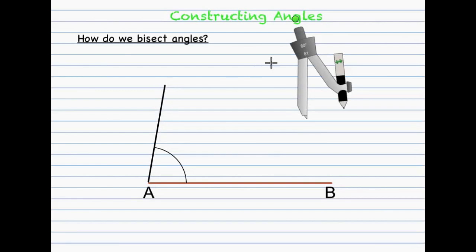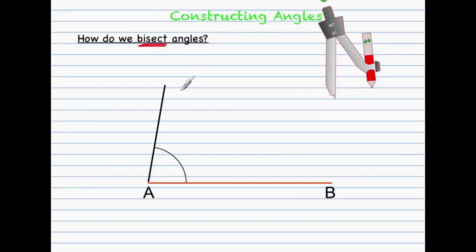Before we get to the other constructions, let me first explain what it means to bisect an angle. Now this word bisect just means to cut something in half, alright? So if I'm bisecting an 80 degree angle, I'll be creating two 40 degree portions. Let me now demonstrate how we go about bisecting any angle. So I'll use this same angle here as an example.